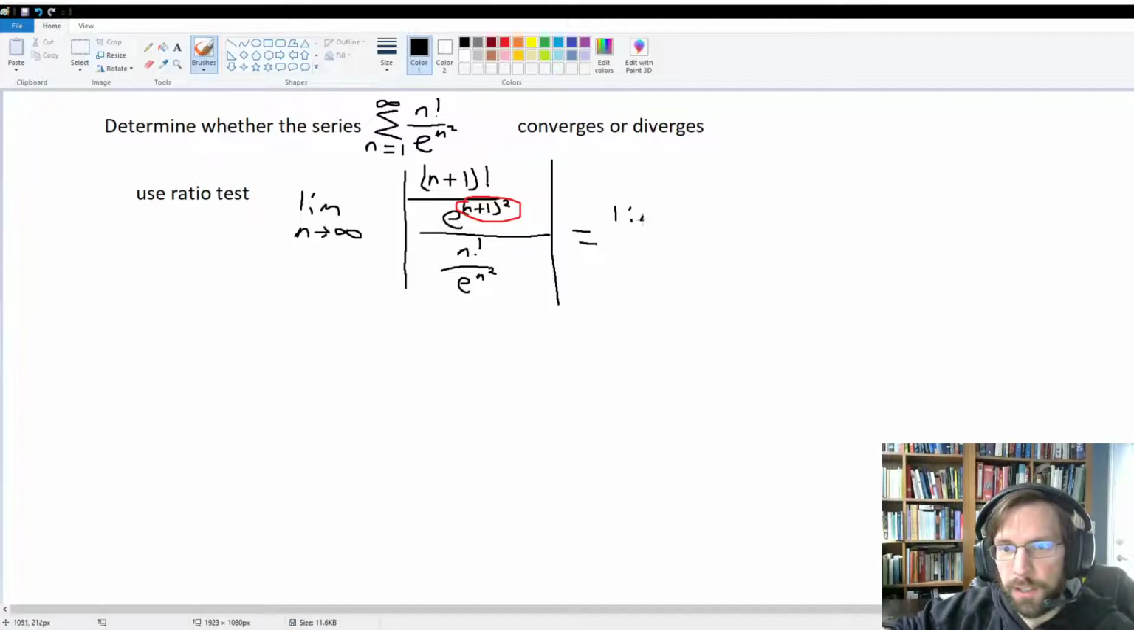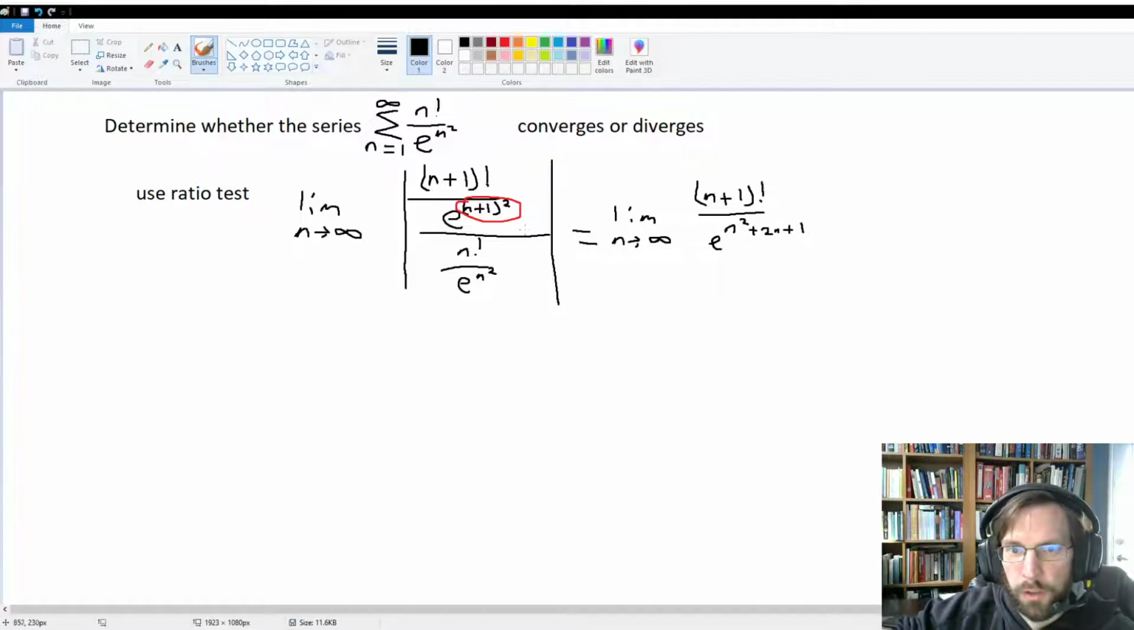Okay, so everything's positive, so we can drop the absolute value bars. We can simplify this as n plus 1 factorial over, I'm going to simplify this, e to the n squared plus 2n plus 1. You FOIL out the n plus 1 squared. You get that multiplied by e to the n squared over n factorial. Okay, we can cancel some things out. We can cancel out n factorial with n factorial here, and we can cancel out an e to the n squared with an e to the n squared.